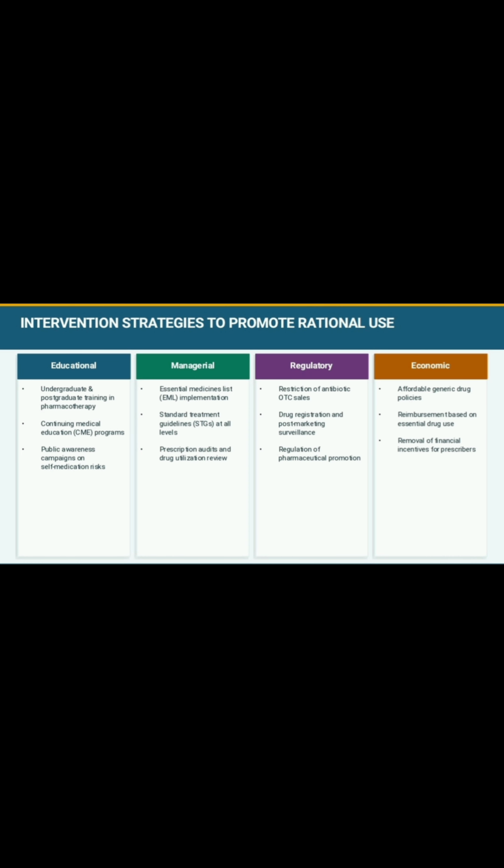Economic interventions are there. Drugs should be affordable to all. The maximum retail price should be fixed by the government. Reimbursement in some cases should be there, and there should be no incentive to the prescriber, where you can sell too many drugs and get an incentive. This practice should be avoided.